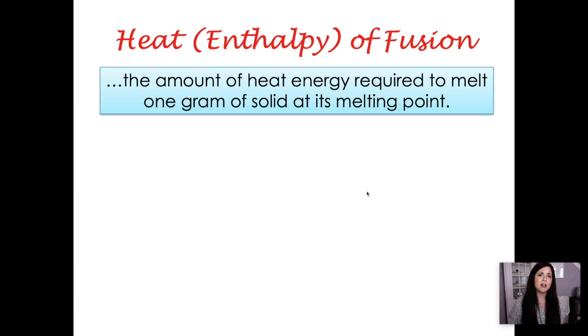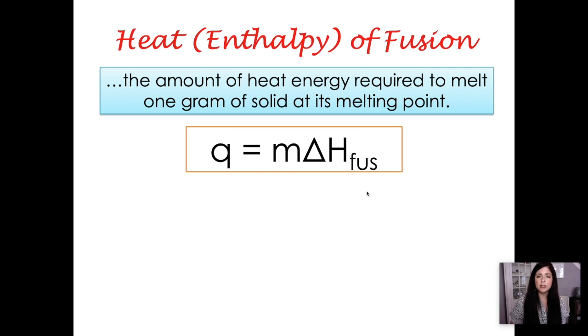I don't know why they call this particular phase change fusion. I guess because when you go from a liquid to a solid, they're kind of fusing together. I don't think that's it. I think there's some other thing that you can use to describe it, but fusion is always going from a solid to a liquid or a liquid to a solid. And the equation you can use to calculate the heat of fusion is this right here.